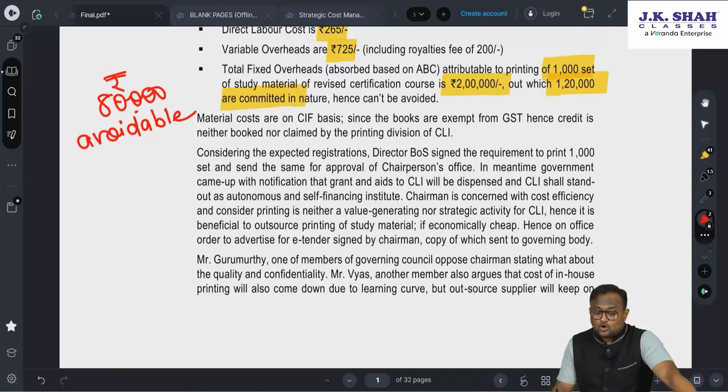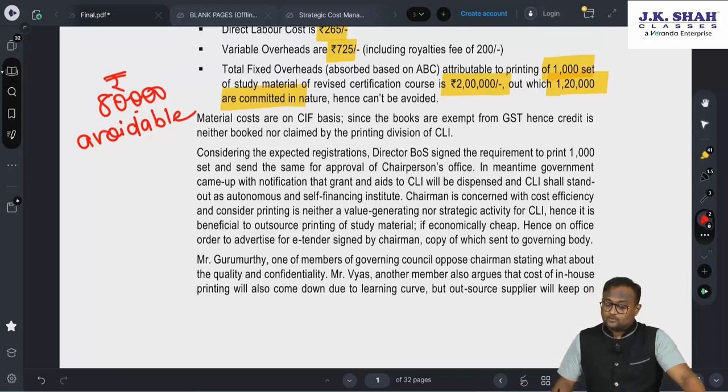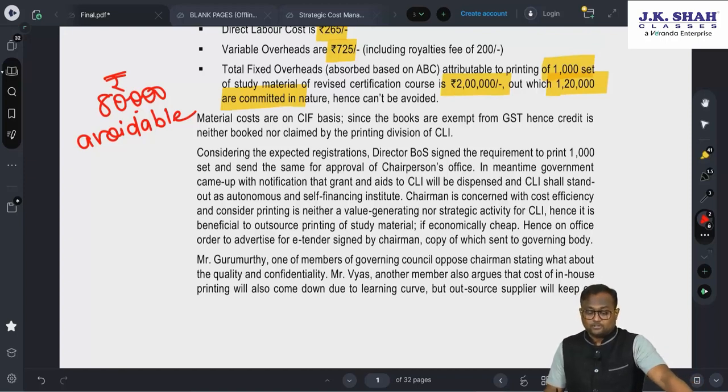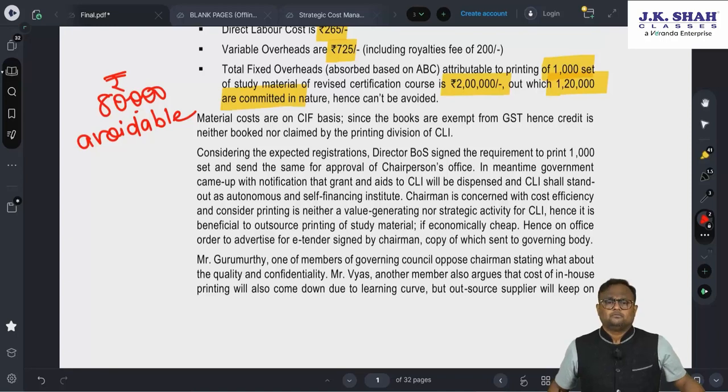Material costs are on CIF basis. Since the books are exempt from GST, hence credit is neither booked nor claimed. If credit is not booked nor claimed, that means I have to charge that cost to the customer. If I get input credit, that means it is as good as I'm not incurring the cost. But since GST is not available, the input credit is not available. It is as good as I'm spending that cost. So the cost will be charged to the customer.